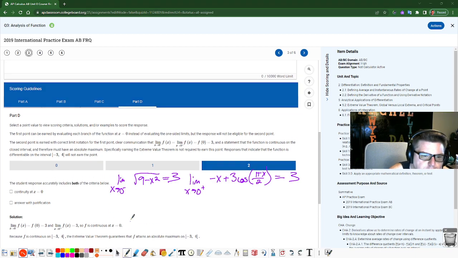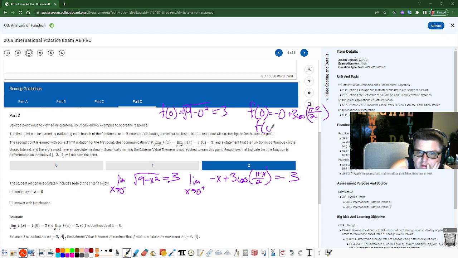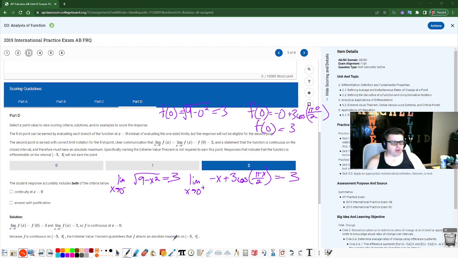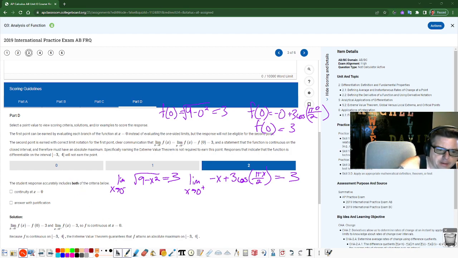So then we'd have to do f of 0, 9 minus 0 squared, square root, which is 3. And then f of 0 is negative 0 plus 3 cosine of pi times 0 over 2, which will be 3. But why do we know that 0 is the maximum value? That will be the tricky part.